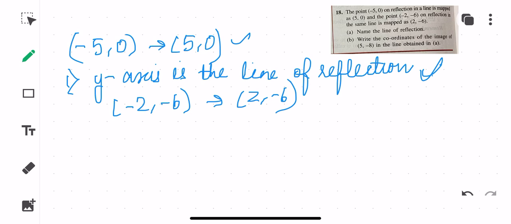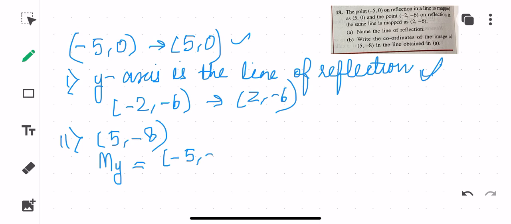just a second, student. So the points (-5, 0), write the coordinates of the image. This is also an easy one, children: if the y-axis is acting as the line, what is the point that has been given? It has been given as (5, -8). So the reflection of this point along the y-axis, what will be your answer? The y coordinate is going to remain the same, the x coordinate is going to change, so this is (-5, -8). Okay, so this is the answer that you are getting.